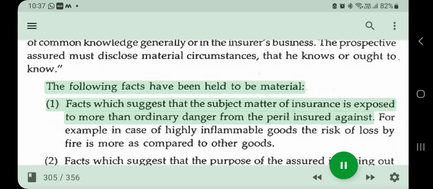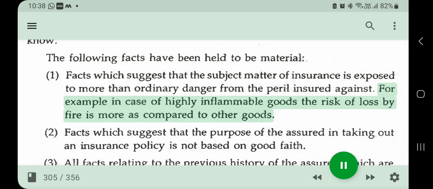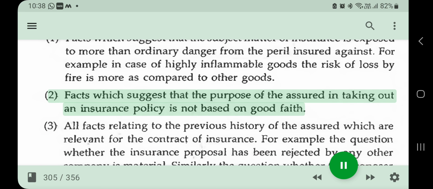1. Facts which suggest that the subject matter of insurance is exposed to more than ordinary danger from the peril insured against. For example, in case of highly inflammable goods, the risk of loss by fire is more as compared to other goods. 2. Facts which suggest that the purpose of the assured in taking out an insurance policy is not based on good faith.